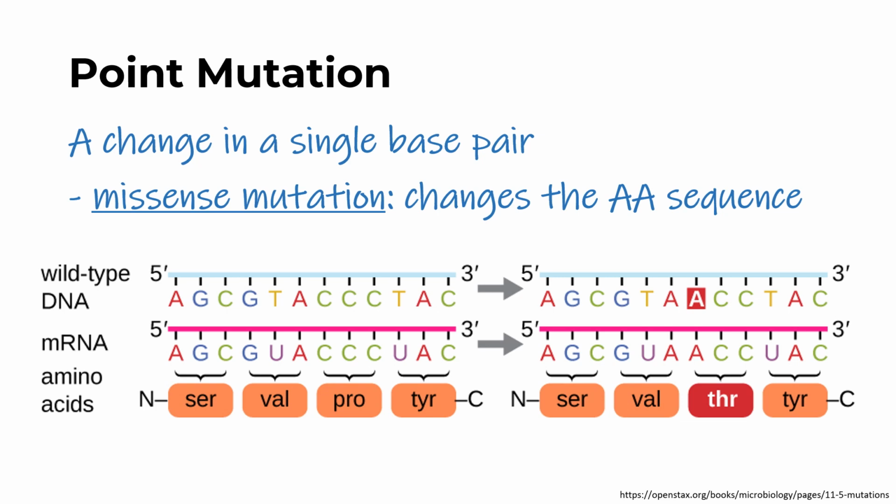For example, point mutations are known to cause important human diseases, such as cystic fibrosis and sickle cell anemia. Similarly, point mutations can affect the function of bacterial proteins.